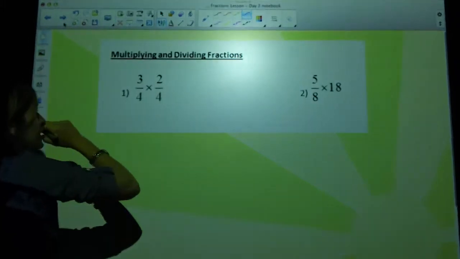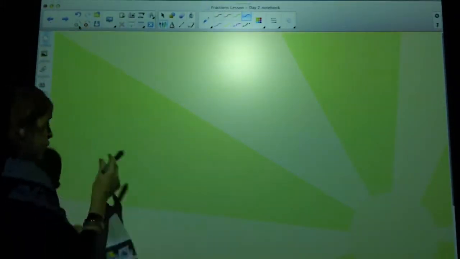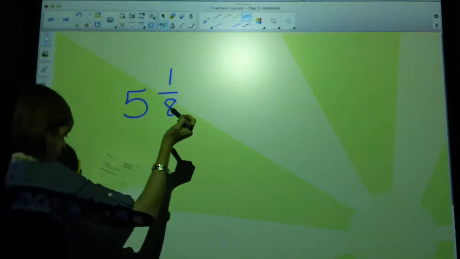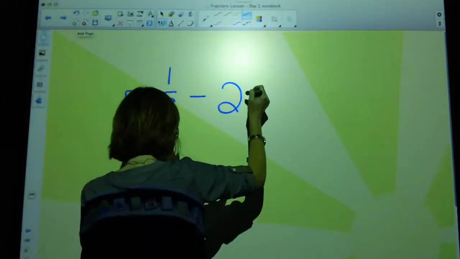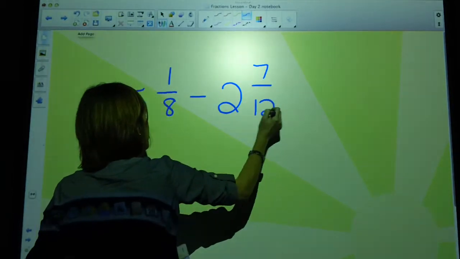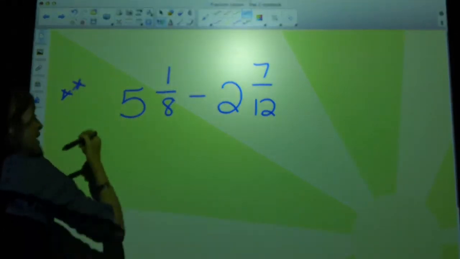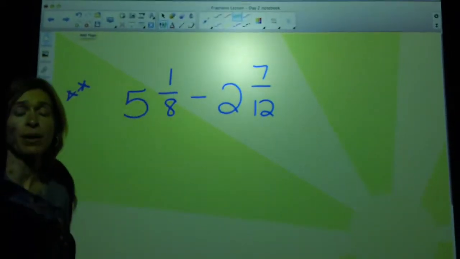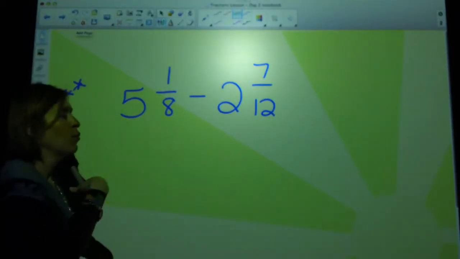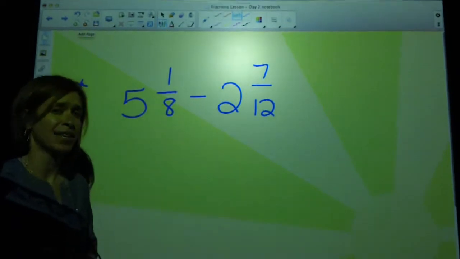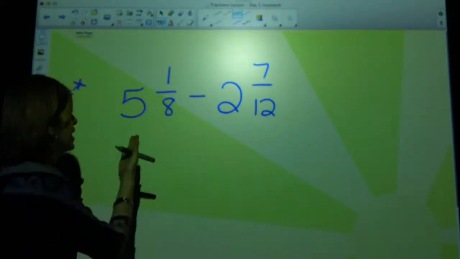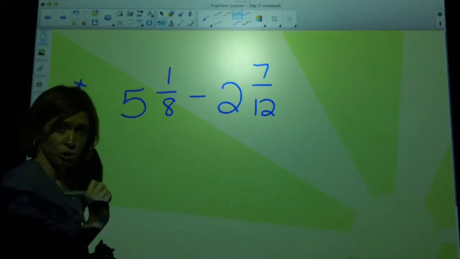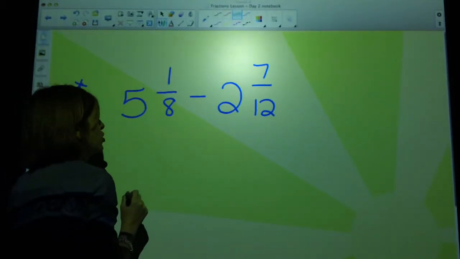Where subtraction gets trickier is when I give you mixed numbers. 5 1/8 minus 2 7/12. Okay, this one is star. You cannot use the same method that you used when you were adding mixed numbers. Well, you can, but usually kids make mistakes on it. So my suggestion to you is that if you're faced with subtraction and they're mixed numbers, turn them into improper fractions. So we do that.